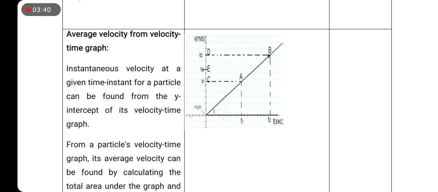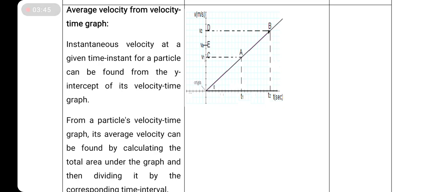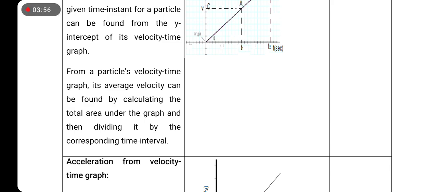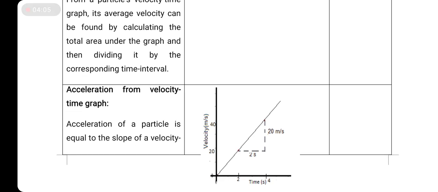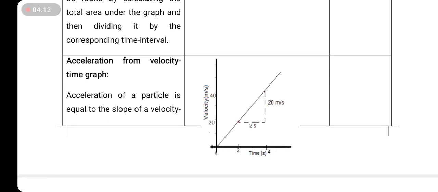Average velocity from velocity time graph. Instantaneous velocity at a given time instant for a particle can be found from the y-intercept of its velocity time graph. For a particle velocity time graph, its average velocity can be found by calculating the total area under the graph and then dividing it by the corresponding time interval.